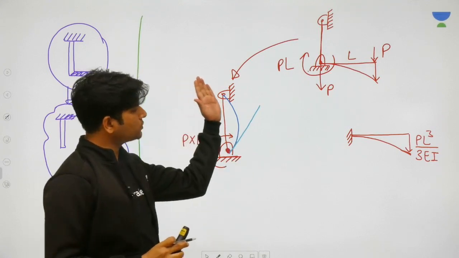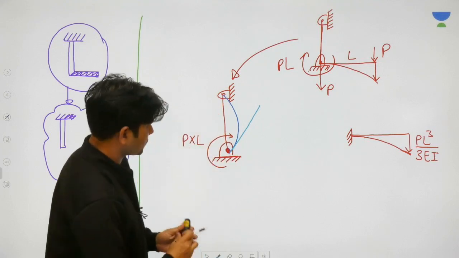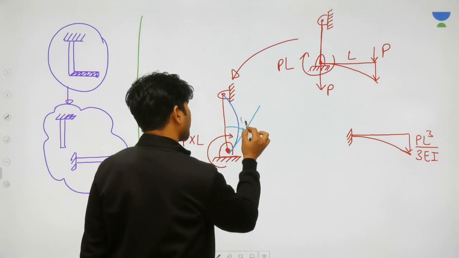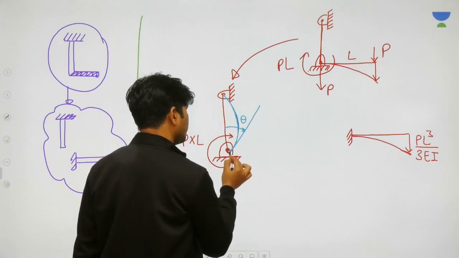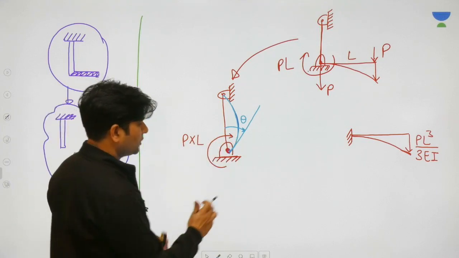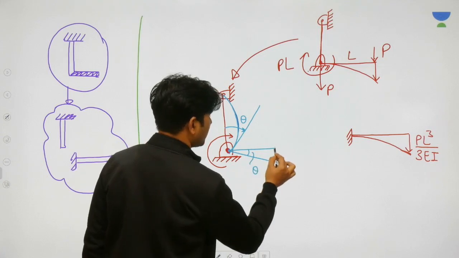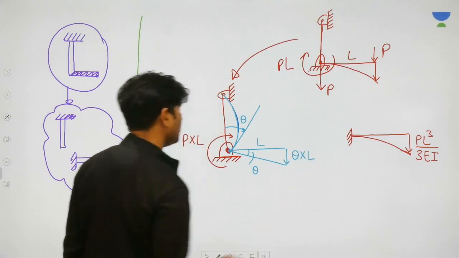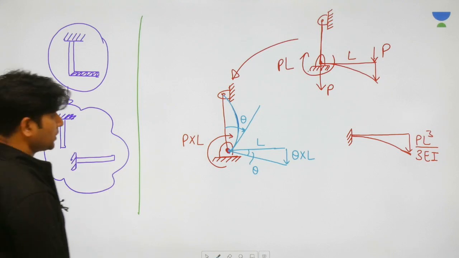And if this part is going to rotate, then along with this, even that horizontal part is going to rotate. If this is theta, then your horizontal part is going to rotate by the same theta, just like a bell crank lever. So what will be the displacement here? Displacement here will be theta into L.